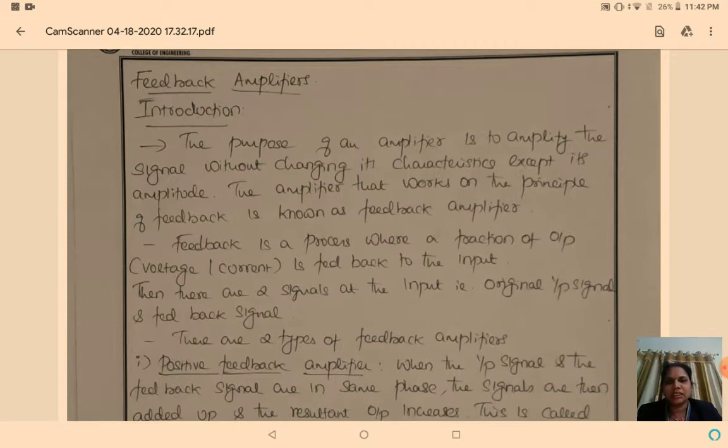Feedback is a process where I take a fraction of the output voltage or current, and again feed it back to the input. This is what we call feedback. That is, a part of the output is taken and fed back again to the input part. Based on this, I can classify amplifiers into two types. One is the positive feedback amplifier, the other is the negative feedback amplifier.